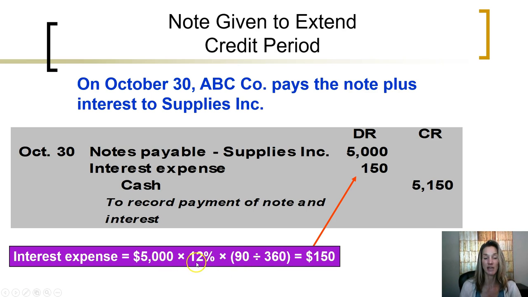So if we stopped calculating at $5,000 times 12%, we would have calculated an entire year's worth of interest. ABC is only paying interest for 90 days of that year. So we multiply that annual interest by the fraction of the year, 90 divided by 360 days, which is a banker's year, or 3/12. $150 of interest has to be paid in addition to the liability. So the total cash that is credited is $5,150. The $150 is recorded as a cost or an interest expense by ABC.